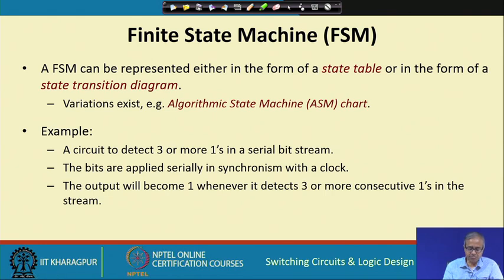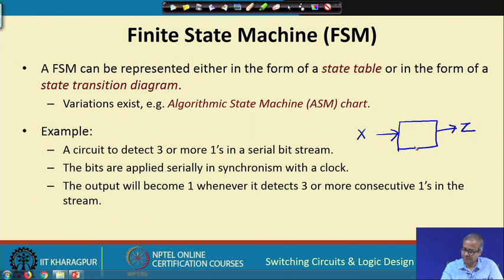Let us take a very simple example to illustrate. Consider that we want to build a circuit. This circuit would be like this. There is a circuit which will be having a single input, let us say x. It will be having an output z, and of course, there will be a clock. So, what you are saying is that in this input x, we are applying a sequence of bits, that means a serial bit stream. For example, we are applying a bit stream like, let us say, 0 1 1 0 1 1 1 1 0 1 0 1 1 1 and so on.